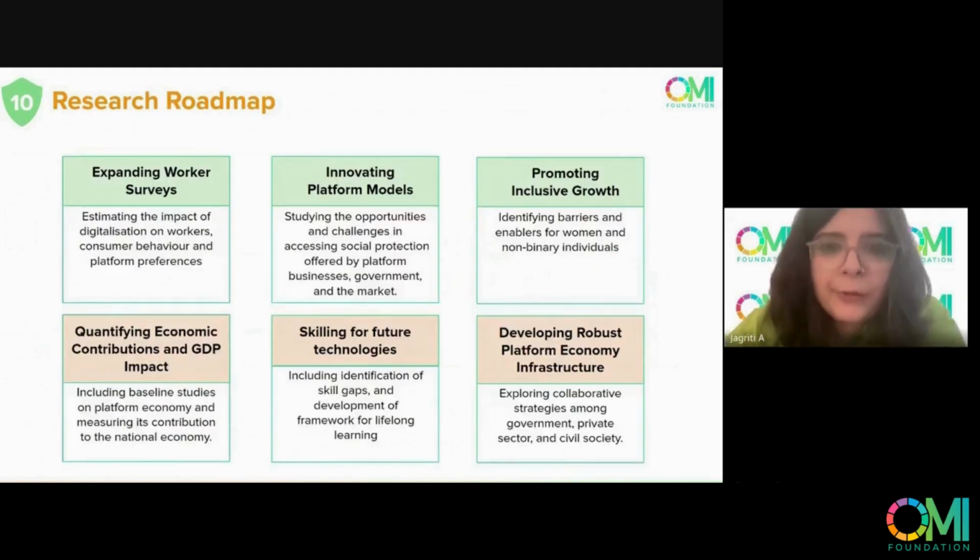With this, we are coming to the end of our presentation, but this is not the end. This is just the beginning of unpacking a complex but urgent problem. We see the following roadmap for future research. One, a demand side study and the impact of platformization on India's GDP. We are committed to following this roadmap and would invite other people for collaboration.